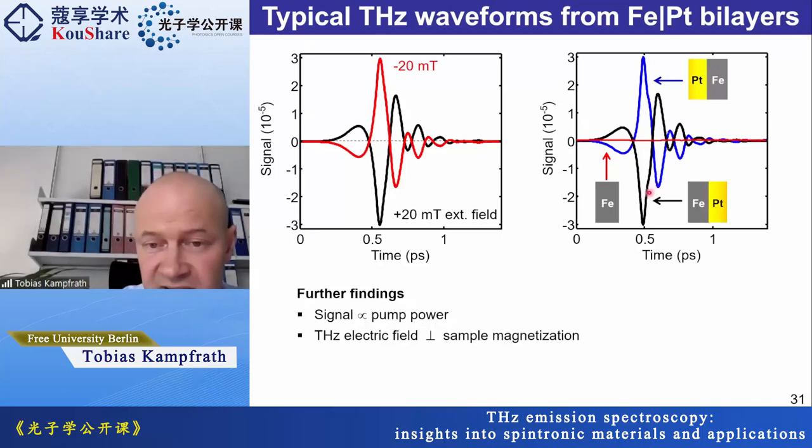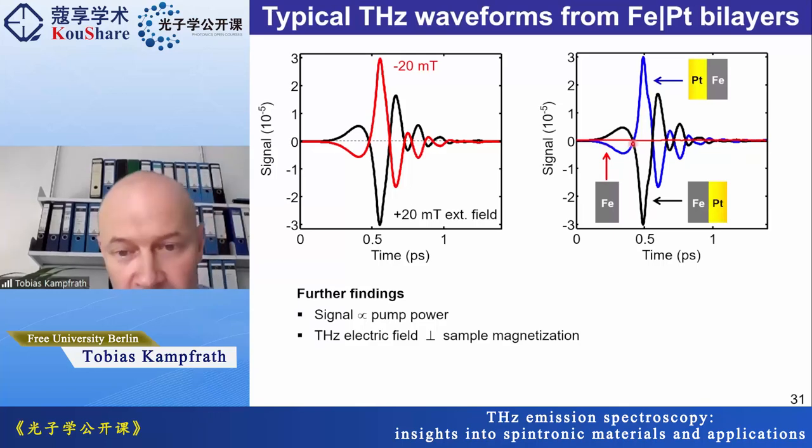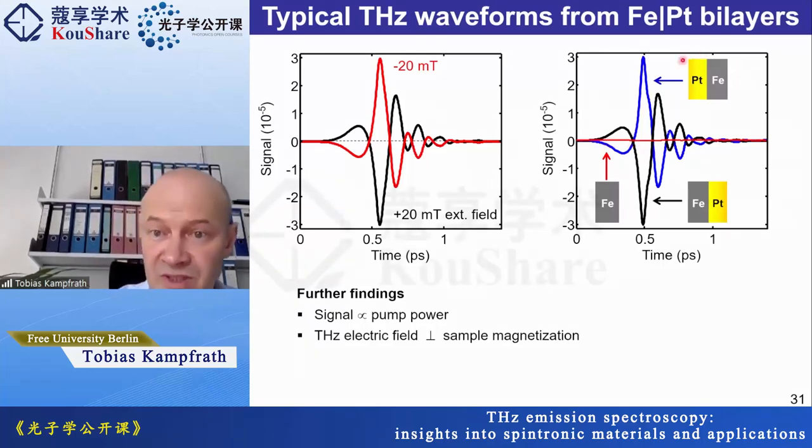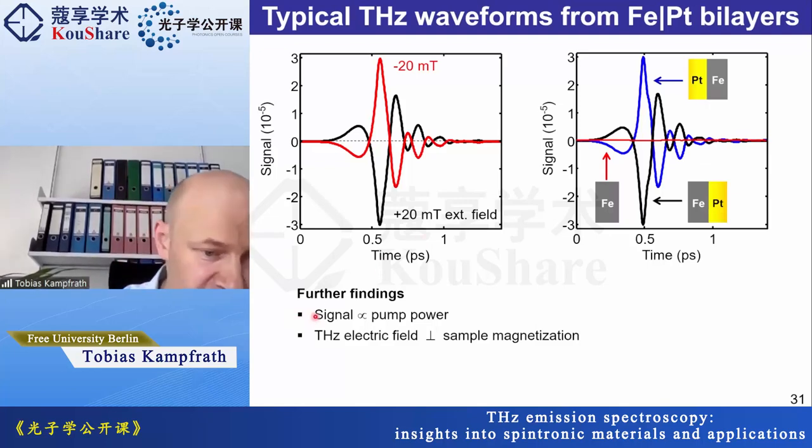And finally, let's omit the platinum. And then we just measure an iron film, and we find this waveform here, this red waveform. And you see it's much, much smaller, which clearly indicates that you need a platinum layer to get a large terahertz emission amplitude. We did further checks.